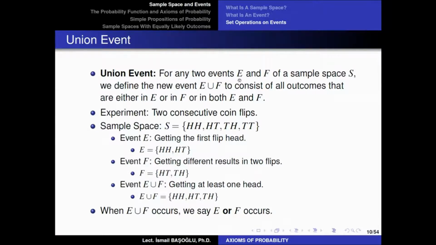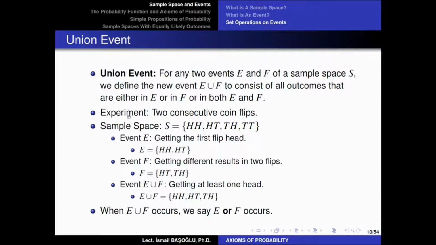Let us assume that we have defined two events, E and F, in the same sample space S, and we define the union event, E union F, to consist of all outcomes that are either in E or in F or in both E and F. So all outcomes that are contained in either set form the union event, which is another event.